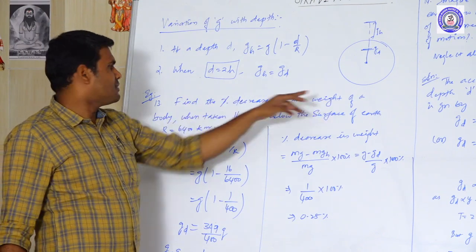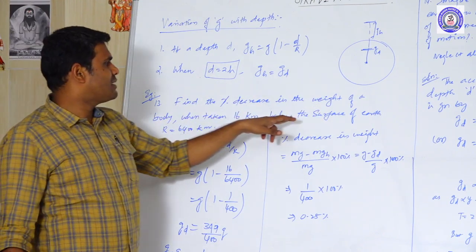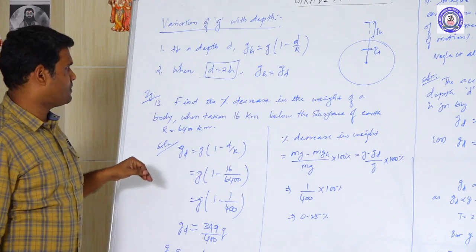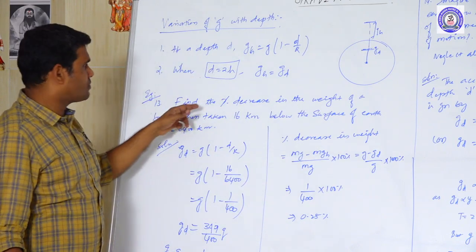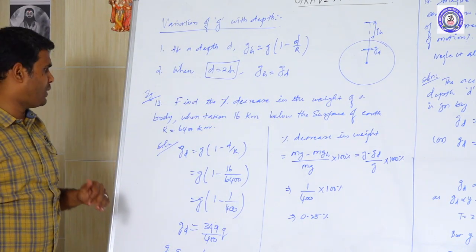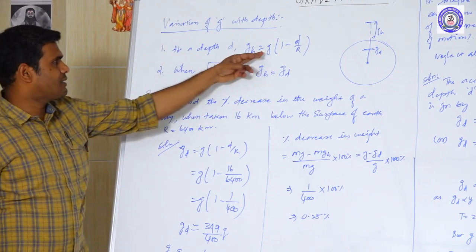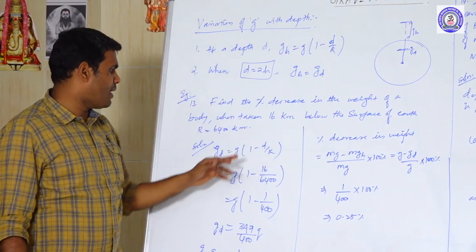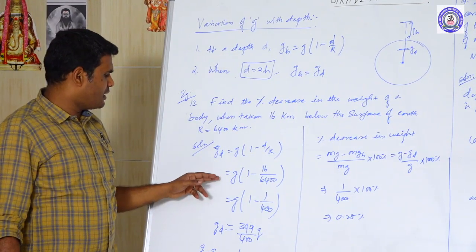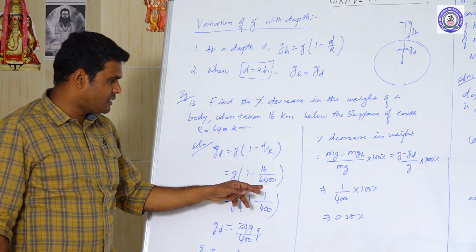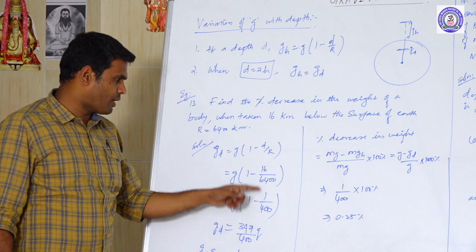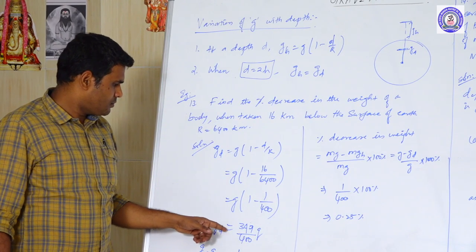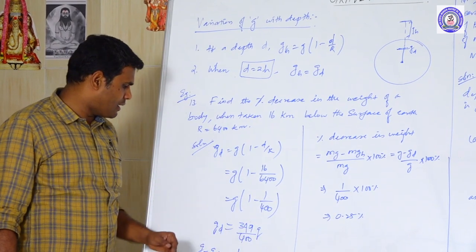Find the percentage decrease in the weight of a body when taken 16 km below the surface of Earth. If a body is taken 16 km below the surface of Earth, what will be the percentage decrease in its weight? As you know, gd equals g into 1 minus d divided by R. gd equals g into 1 minus 16 divided by 6,400. So g into 1 minus 1 by 400. gd equals 399 by 400 g.